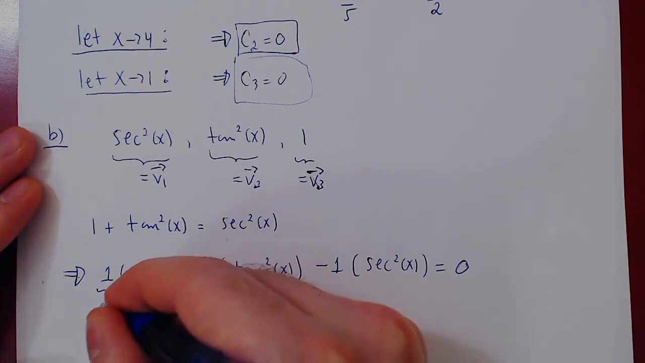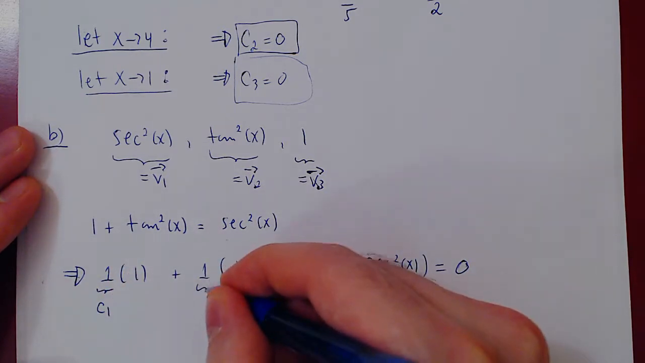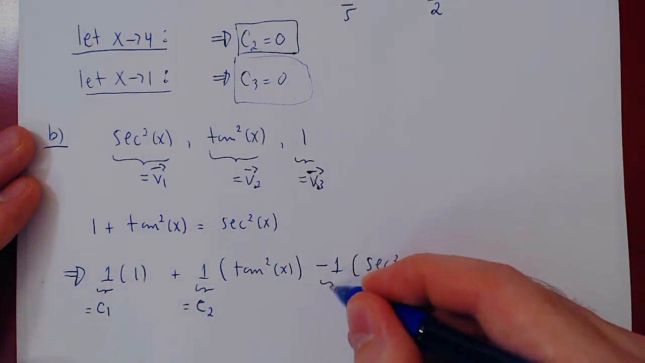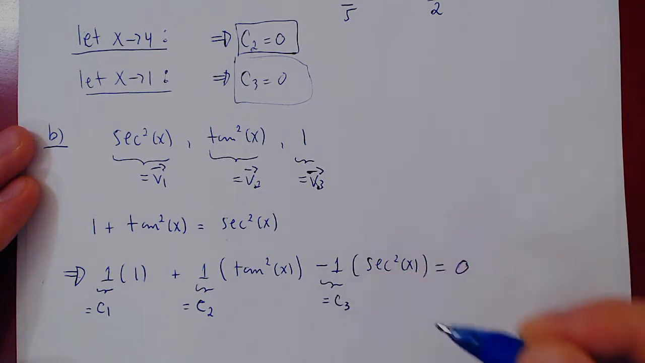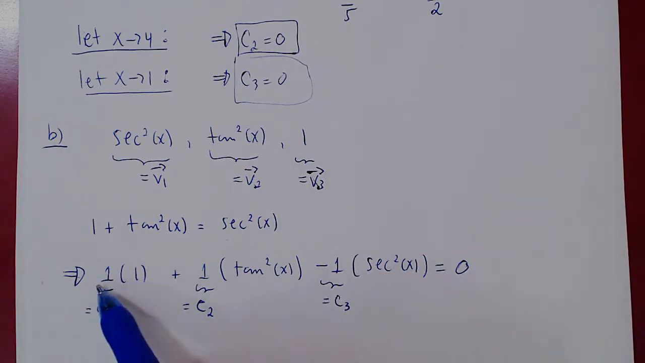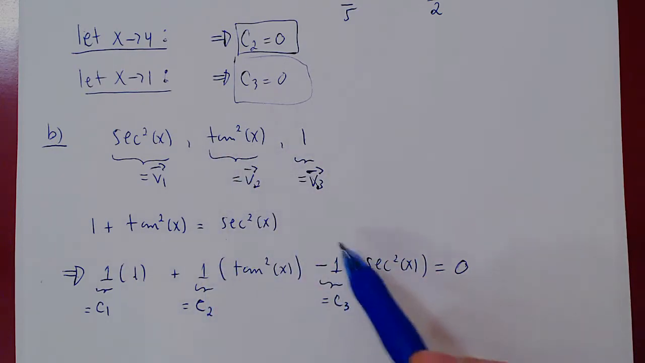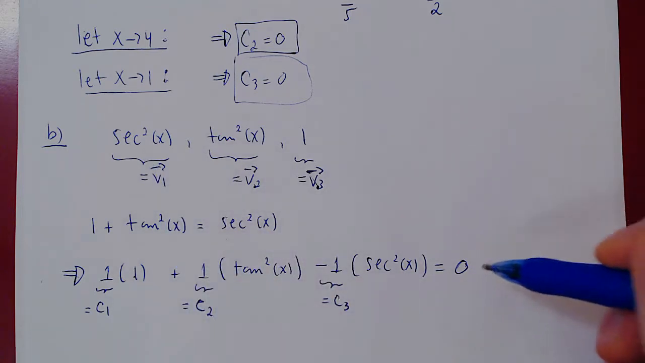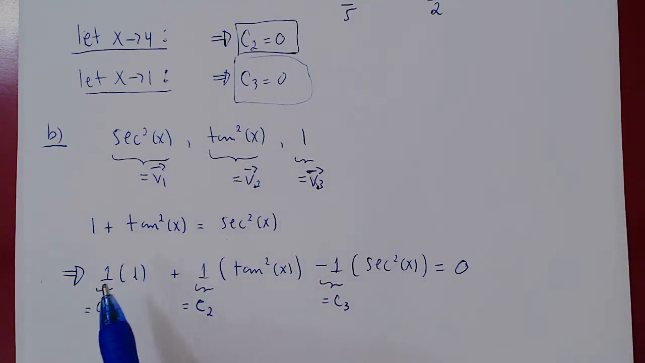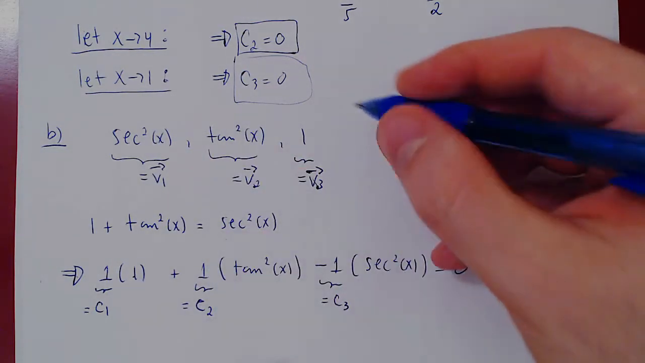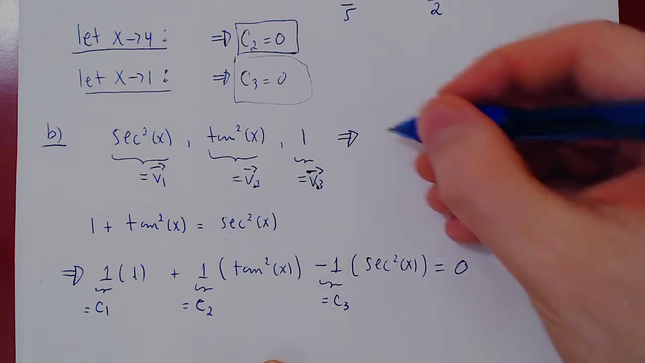And you can see this is the first coefficient, c1, the second coefficient, c2, and the third coefficient, c3, of our linear combination. So we have a multiple of 1 plus a multiple of tangent squared plus a multiple of secant squared being the 0 vector of our space. And as we can see, this is clearly not the trivial solution. None of the coefficients are equal to 0, which proves that our three functions, secant squared of x, tangent squared of x, and 1, are linearly dependent.